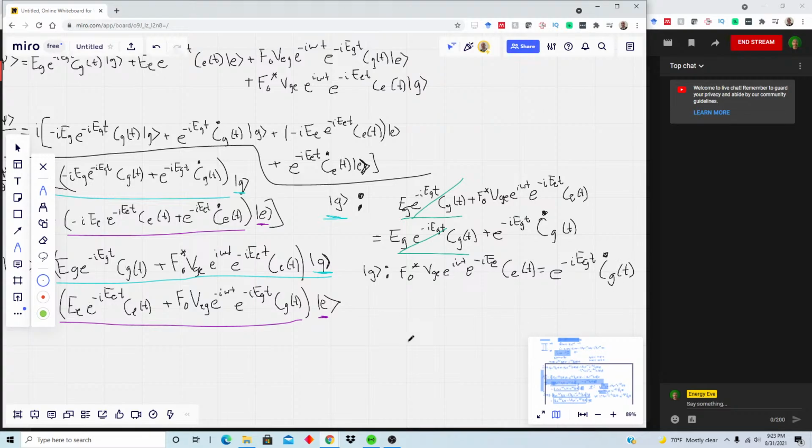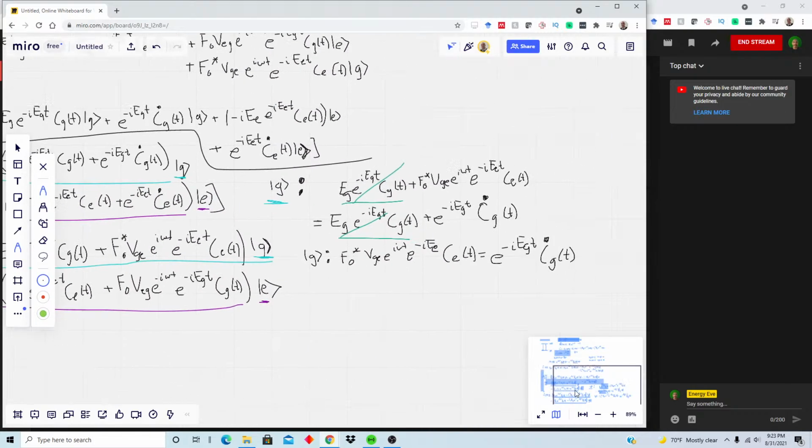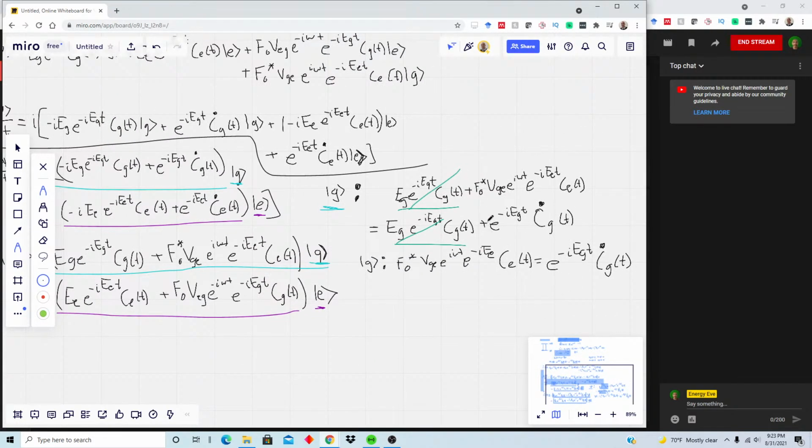Neat. Okay, let me see. Ooh, we are missing one thing. So I applied this i term here, but I forgot to apply it here. So let's see where that would go. It would go right here. That means there would be an i right here.